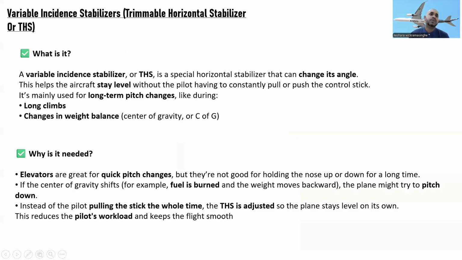Now let's go to the variable incidence stabilizer, or trimmable horizontal stabilizer, THS. Let's see what it is. The variable incidence stabilizer, or THS, is a special horizontal stabilizer that can change its angle. This helps the aircraft stay level without the pilot having to constantly pull or push the control stick. It's mainly used for long-term pitch changes, like during long climbs or changes in weight balance, the center of gravity, or C of G.